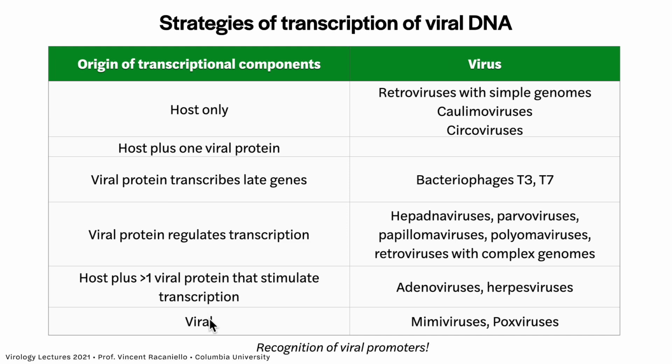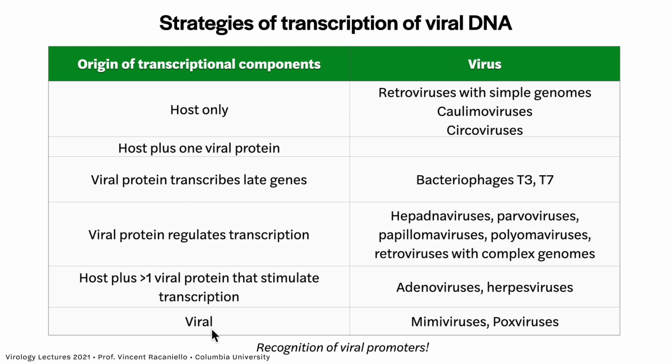Now, a key point here that you have to understand, which I wrote down here, is recognition of viral promoters. What does that mean? Well, if you have a virus like a circovirus, which doesn't have any viral components of the transcriptional machinery, by definition its promoters have to be recognized by the host machinery. And you may say, isn't that the way it works? No, actually not. Some viral promoters are not recognized by the host machinery, and those viruses have to encode a protein that will allow that recognition, and we'll see an example of that.